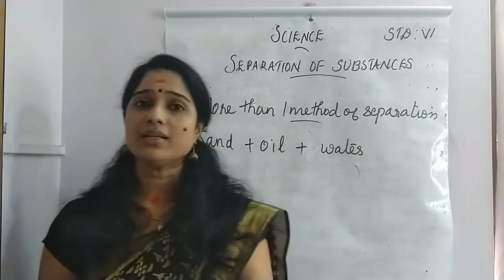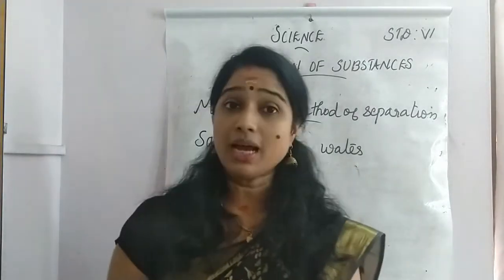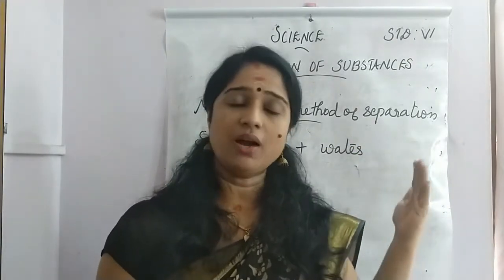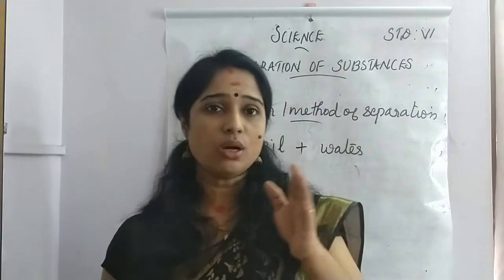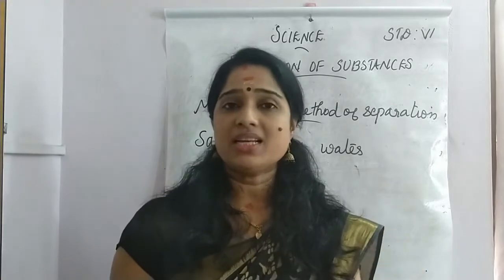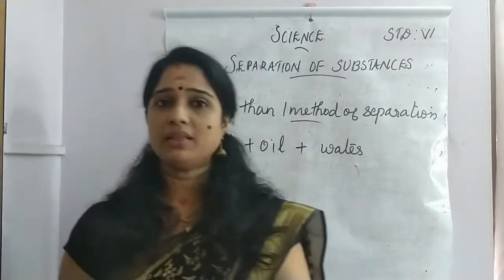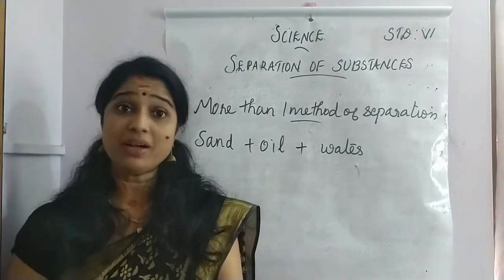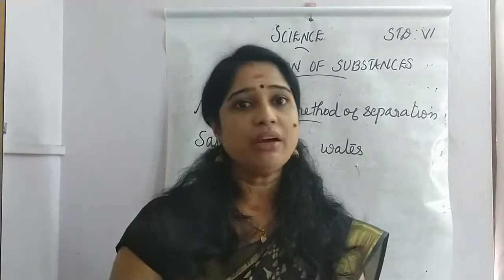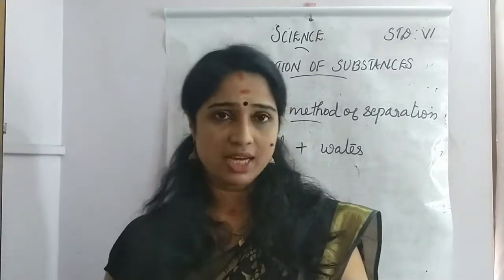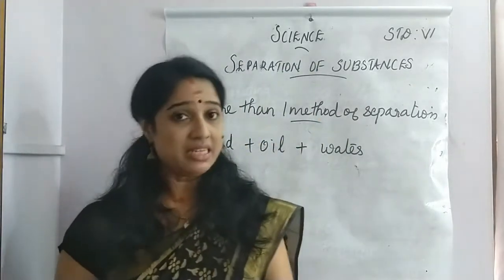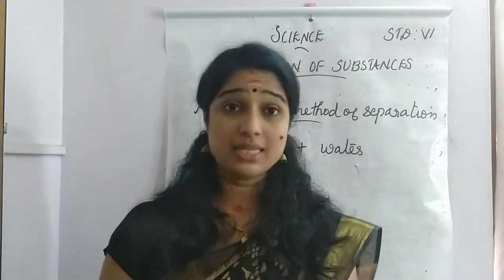Then what happened to this oil? Oil is lighter than water, so it will float on the water. So first, what can we do? We can decant this oil into another bowl. Then what is left there? The sand is sedimented. You can use the filtration method. Decantation also, but if you want to separate the sand, you need to filter, by using filter paper or any filtering devices. You had already seen all these techniques in the last class. So you can filter it, then we can separate these three substances.